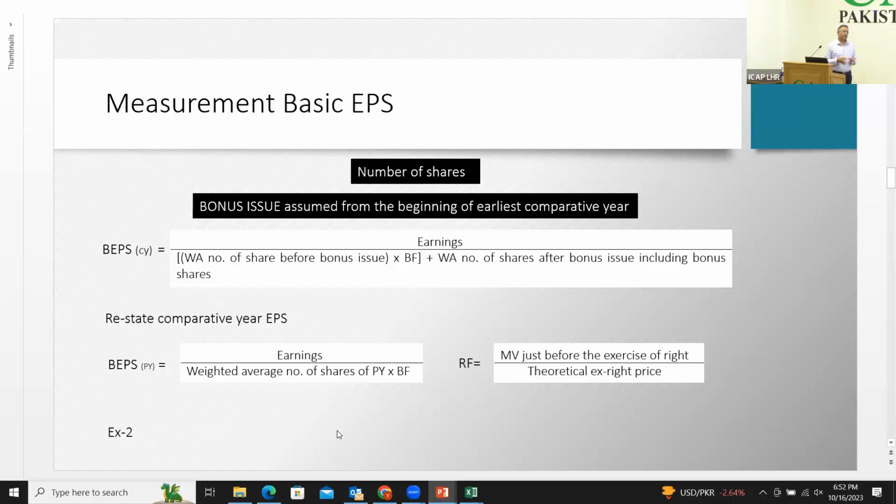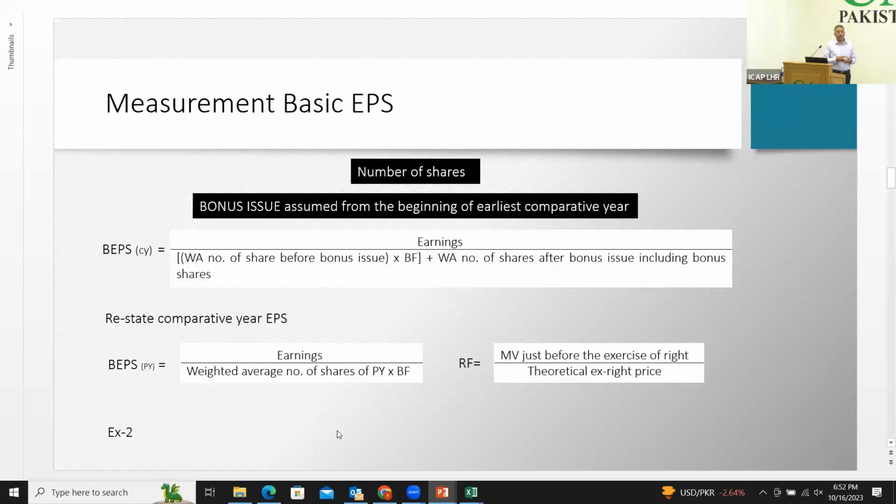The standard uses the wording that a bonus issue is assumed to have always been issued. It's not basically during the current year; it has always been issued. It means it will be included in the weighted average number of shares for the full year for the current year. It will also be assumed to be issued in the comparative year as well for the whole of the year.